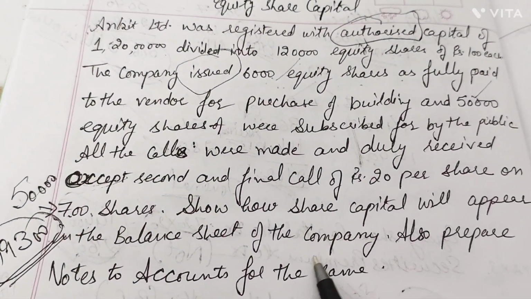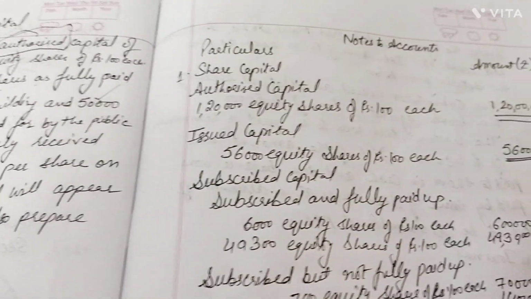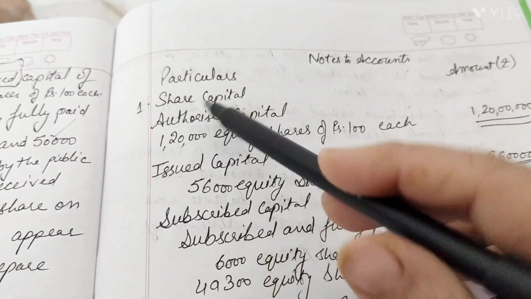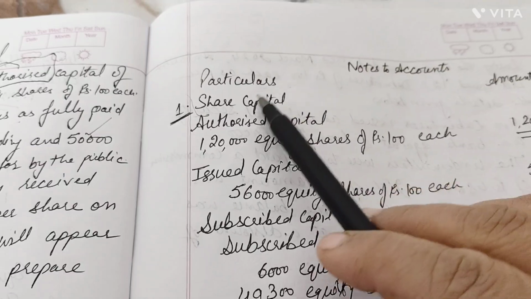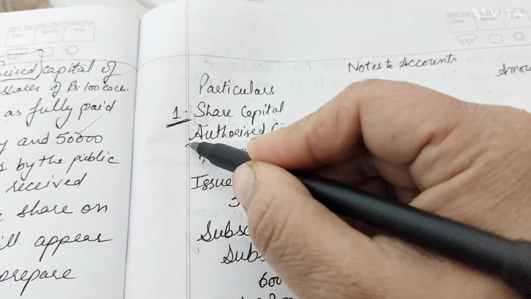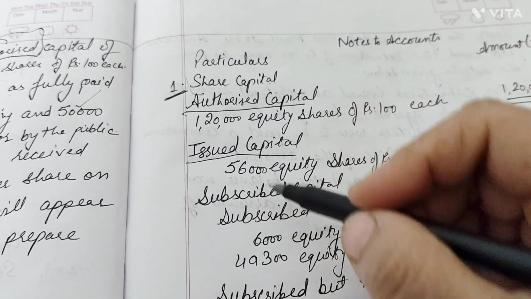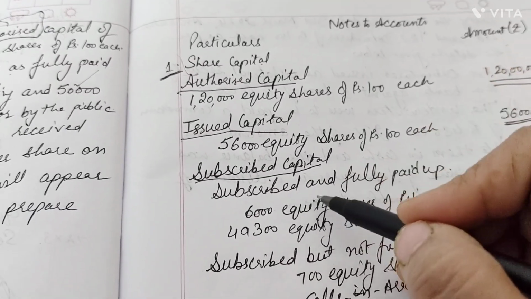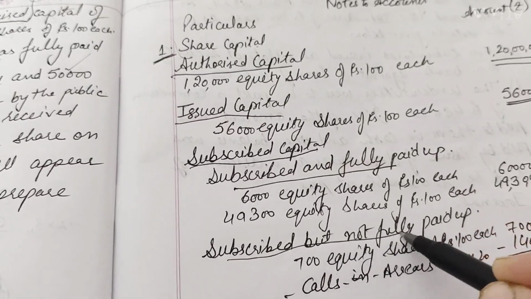So we are supposed to prepare the balance sheet and also the notes to accounts. First we will go for the notes to accounts preparation. In the notes to accounts we have a particulars column and an amount column. The first heading is share capital. Under share capital we have three headings: first is authorized capital, second is issued capital, and the third one is subscribed capital. Subscribed capital is further divided into two parts: subscribed and fully paid up, and subscribed but not fully paid up.